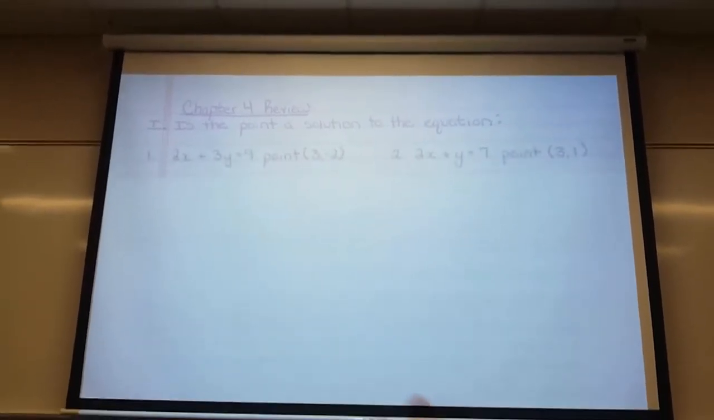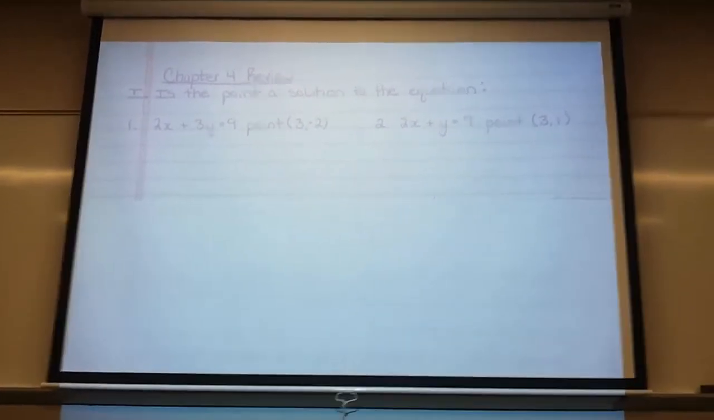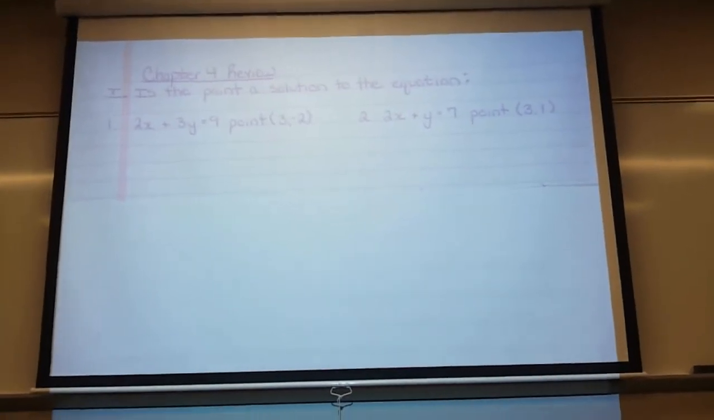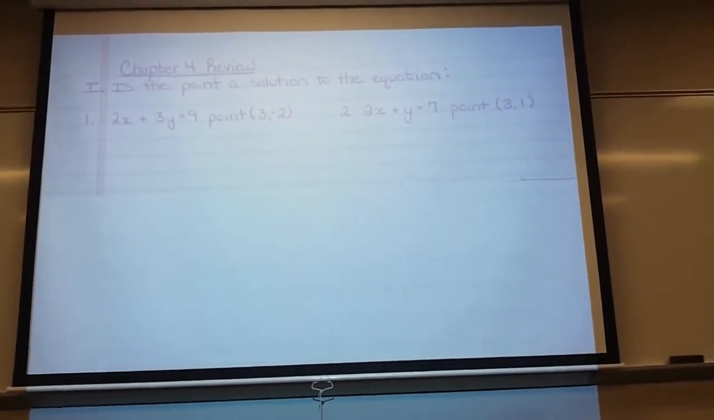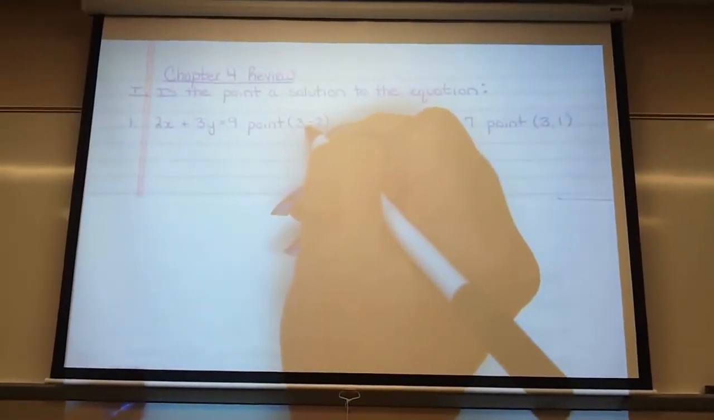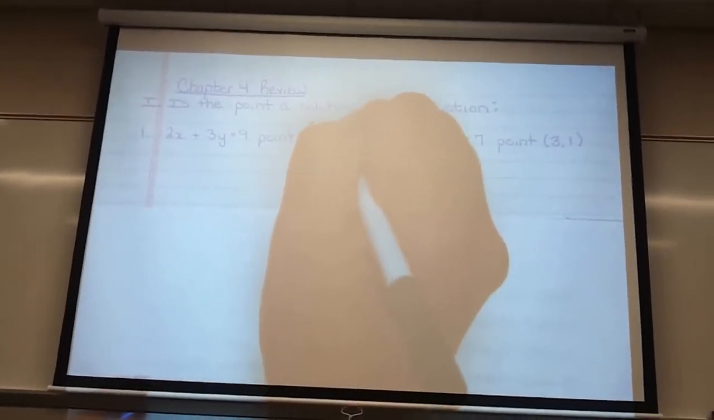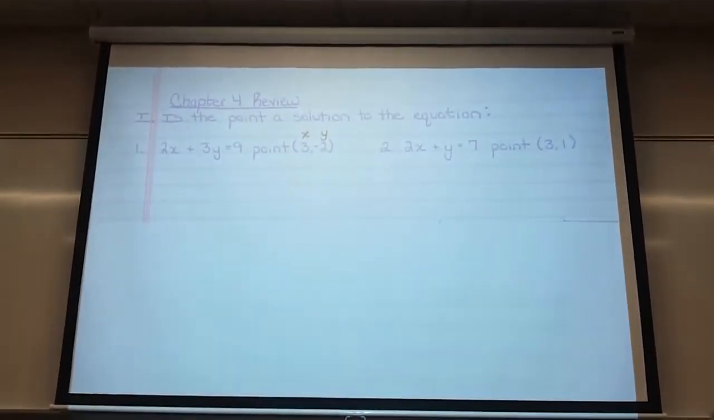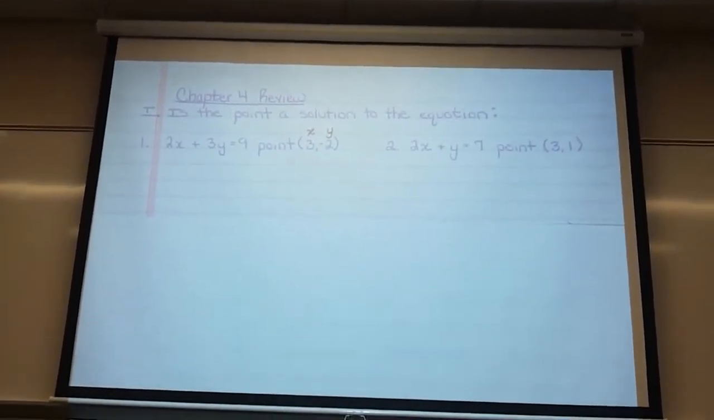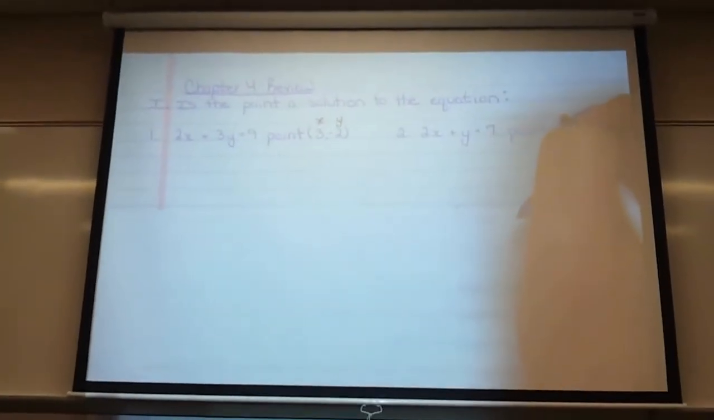Okay, so I'm going to give you two problems. So that first one, 2x plus 3y equals 9. And when you have a point, the first number represents which letter? The X, and then Y. And the second number represents Y. And remember, you're just plugging both of those numbers in and seeing, does it make sense? Go ahead and try both of those and I'll walk you through it.